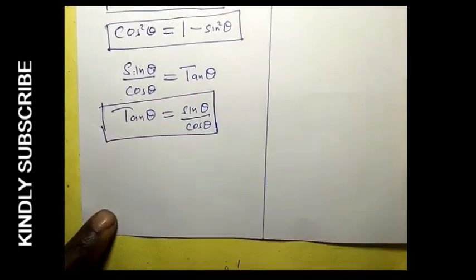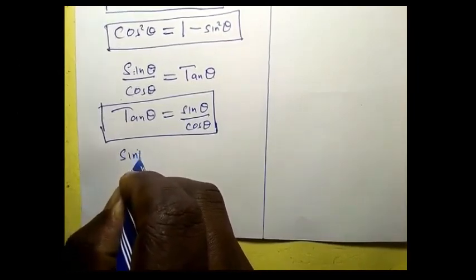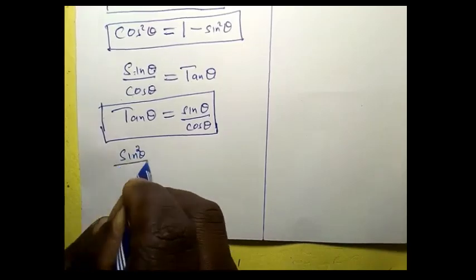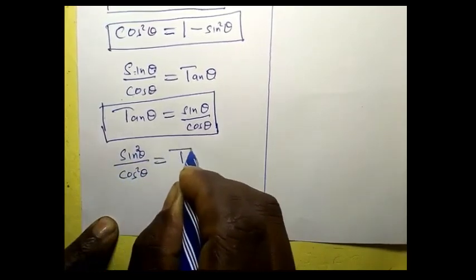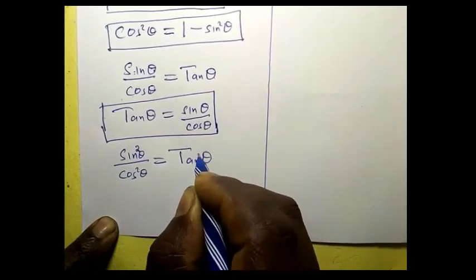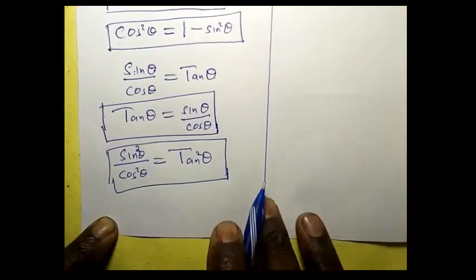Next one, you should know that sine square theta divided by cos square theta will be equal to tan square theta. Another very important equation to note.